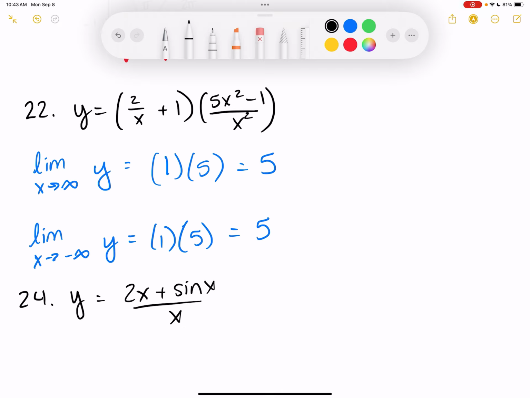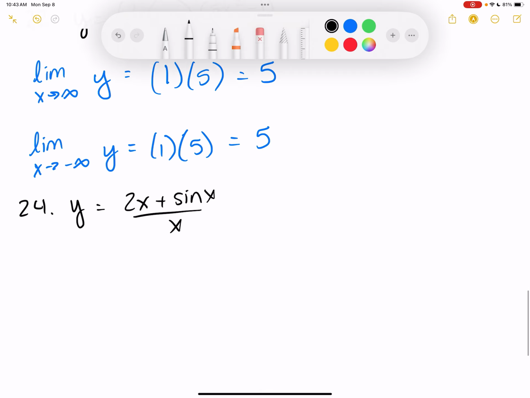So the way that I would look at this is essentially by breaking it up. So we have the limit as x approaches infinity of y. Now, if you can do it without having to break it up, obviously that's fine. But you can also break this up into 2x over x plus the sine of x over x. And the limit of the sine of x over x is just 1. So, because that was, or no, it's 0.